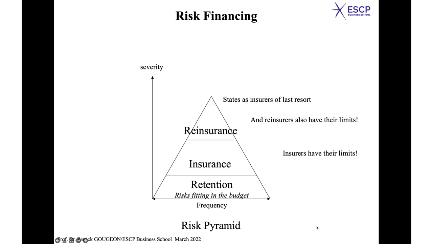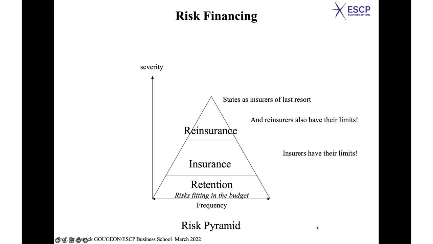And the Bush administration at that time said, okay, in this case, let's agree on a threshold. If this happens again, you will cover up to a certain amount, and above this amount, we would consider it the state's responsibility. So the state would appear above a certain threshold, which corresponds to the limit that reinsurers have. The state would intervene as a kind of insurer of last resort.